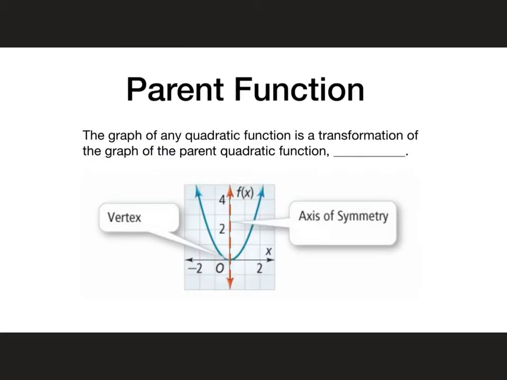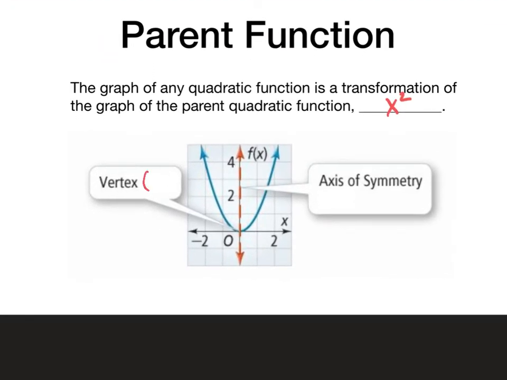So first we're going to look at parent function. Our parent function is just a basic x squared graph. Now we take our parent function and we apply transformations to it. So if we had like a +2, our graph is now being transformed into something else. So we just take our parent function and move it to whatever the transformation is, which we'll get to on the next page. But this is just our basic parent function of a parabola.